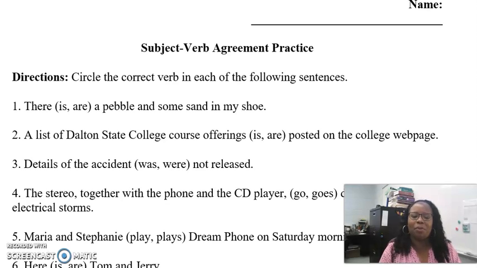If we look at number 1, it says, there is or are a pebble and some sand in my shoe. We would naturally probably all say, that's easy, there is a pebble and some sand in my shoe. Well, it seems right because that's how we are prone to speak, but if we really look at what this sentence is constructed of, then it will seem that is actually not correct.